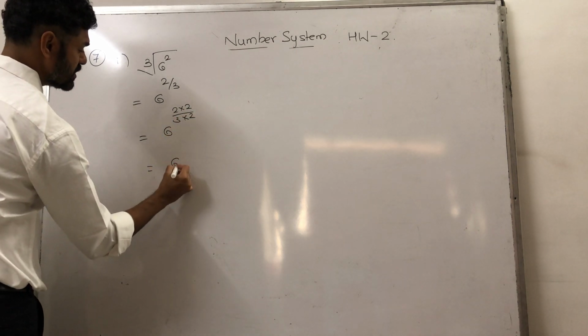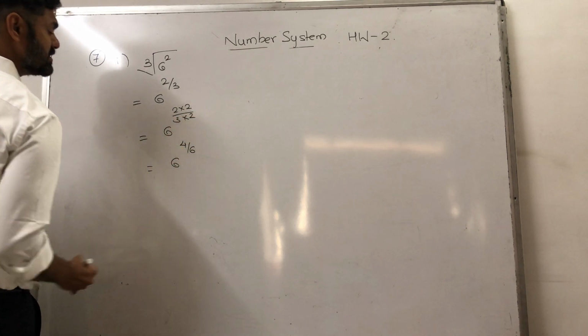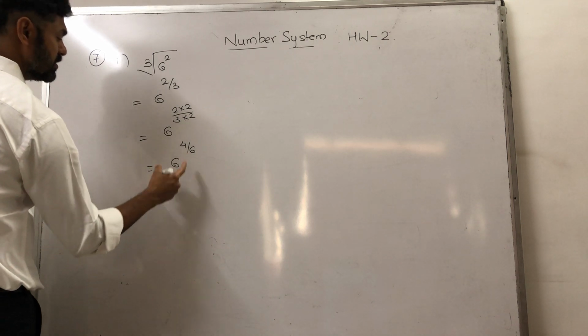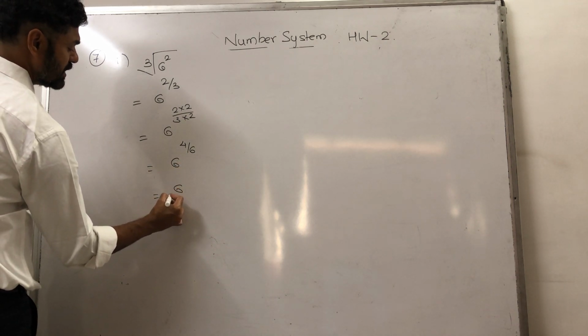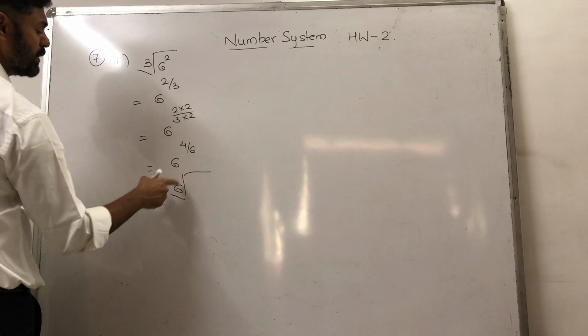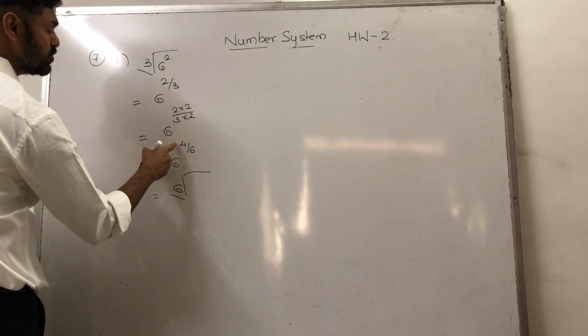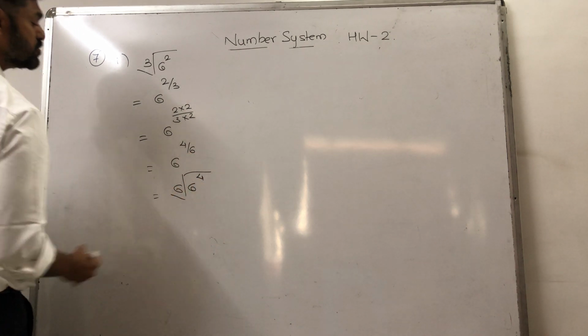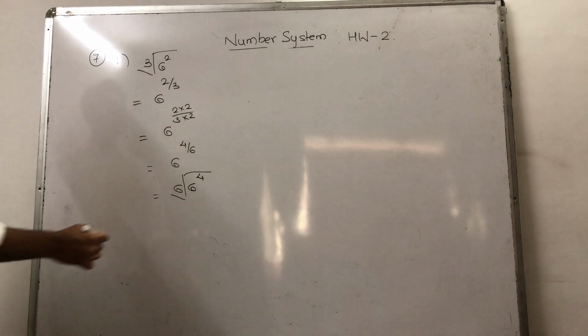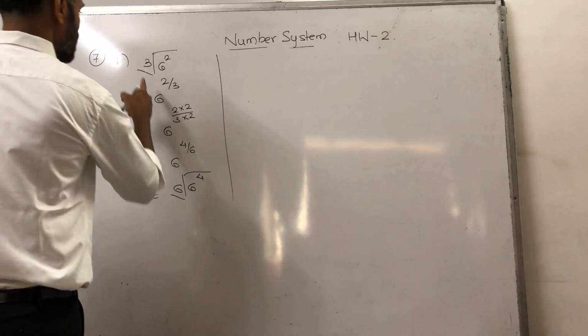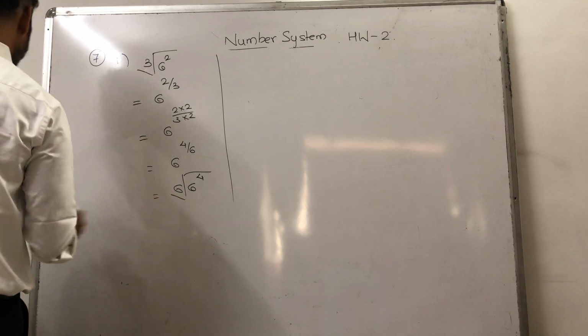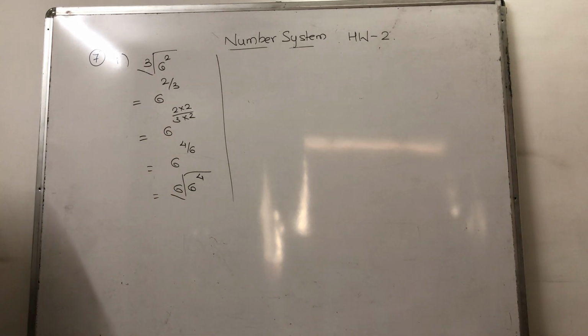So this is 6 raised to 4 by 6. Now you have 6 in the denominator. So as I have 6 in the denominator, I could write it as a 6th root. 6th root of 6 raised to 4. That was the first sum, where we converted a third order question to a 6th order question.